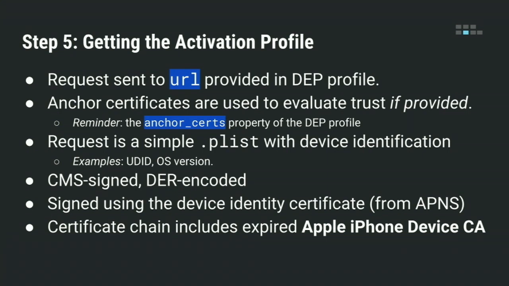Now, a request is a very simple property list containing up to 7 keys, providing device identification. So while the device is identified with Apple already, it now has to prove who it is to the MDM vendor. And in this case, it will provide a serial number, but also a UDID, OS version, product name, that kind of information. Now, that request payload is interestingly CMS signed and DER encoded. It is signed using the device's identity certificate that's part of Apple Push Service.